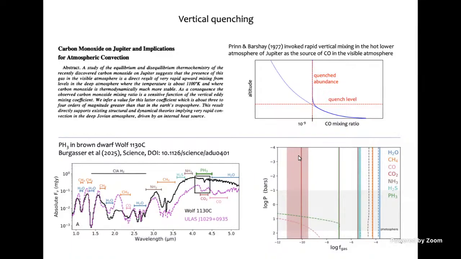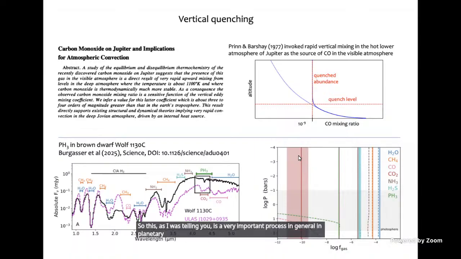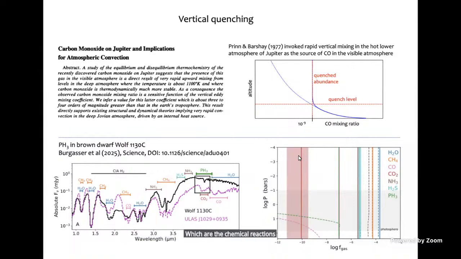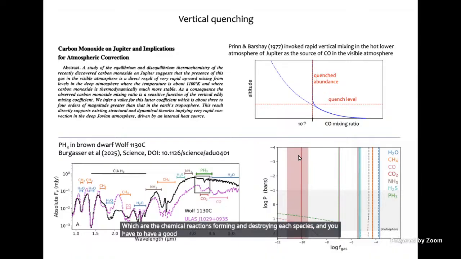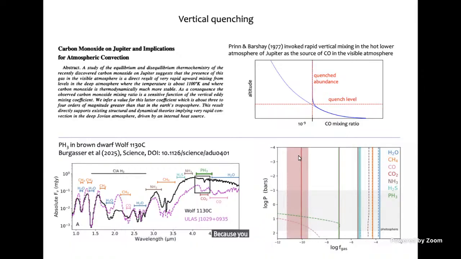So this, as I was telling you, is a very important process in general in planetary atmospheres, okay? And to properly describe this theoretically, you have to describe well which are the chemical reactions forming and destroying each species, and you have to have a good estimate of the strength of the vertical mixing, which is not obvious because you cannot predict that from first principles.